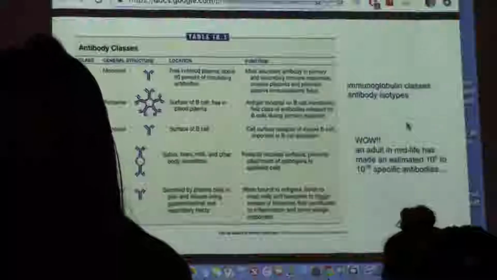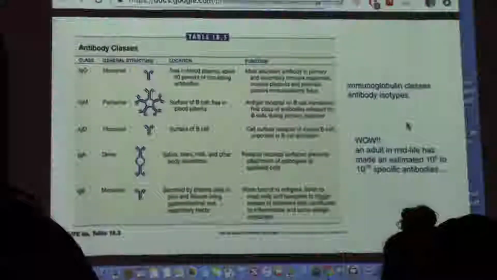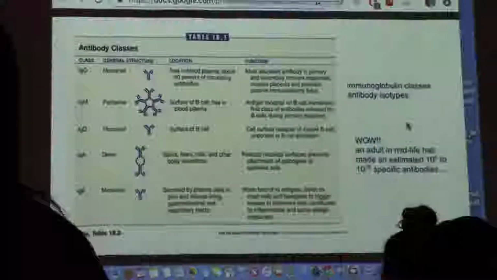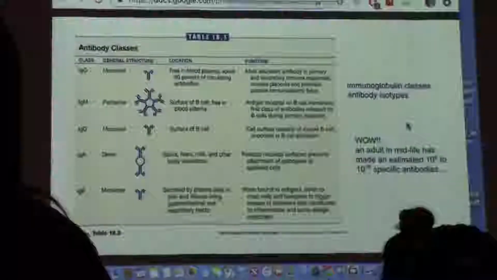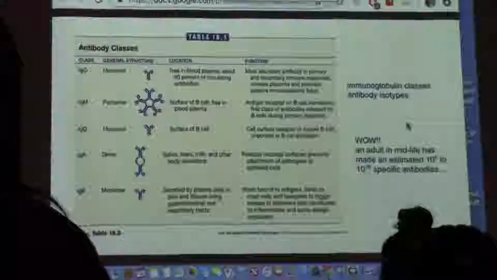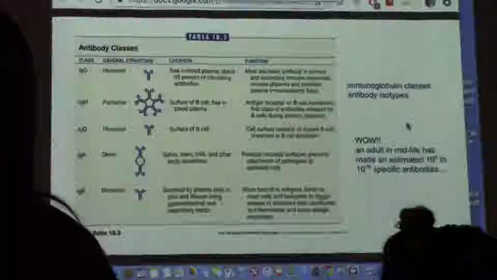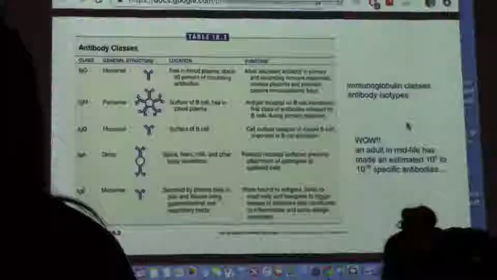So we're going to talk about how that works. Basically, once you build the cells that make that antibody, because your body is stimulated to expand it, those cells live in your body forever as memory cells. And they can at any time quickly start making antibodies.